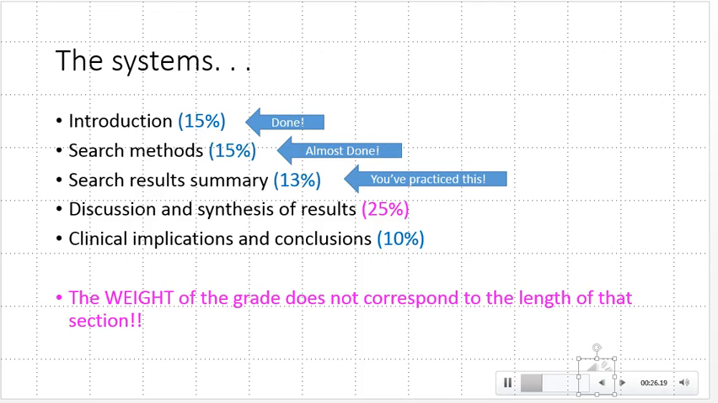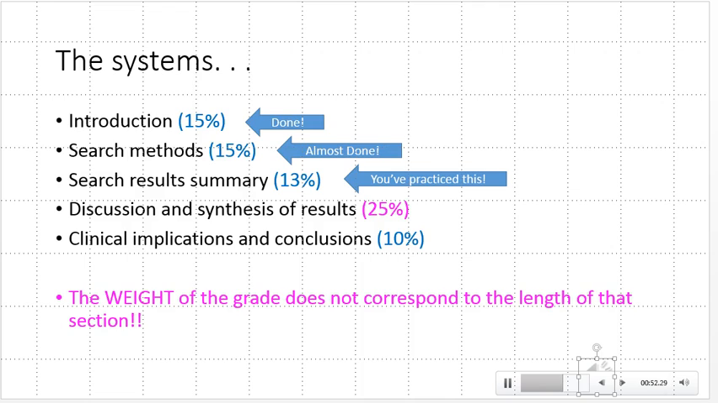The search results and summary, most of you have started working on the matrix table, and you've certainly practiced how to write about the results and appraisal of an article in your article appraisals in the quantitative, qualitative, systematic review and meta-analysis, and soon the mixed methods. So you've done or practiced a good part of the paper.